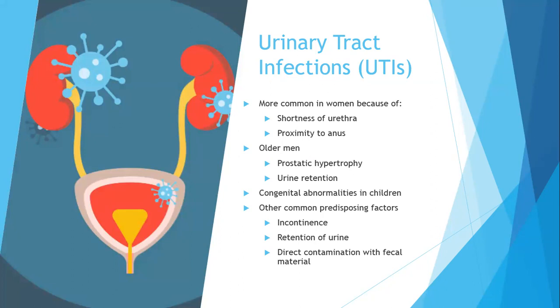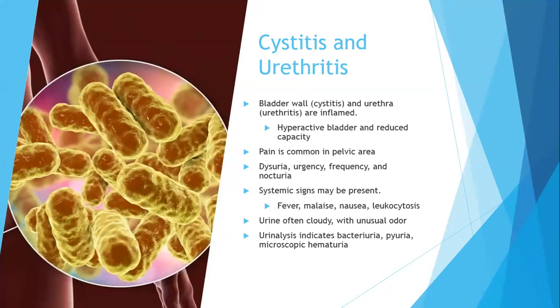They're more common in women because we have a shorter urethra and the proximity to the anus. Older men are at risk because of prostatic hypertrophy and urine retention. Congenital abnormalities in children can increase urinary tract infection risk. Other common predisposing factors include incontinence, urine retention, and direct contamination with fecal material. They are more common in the elderly, and they can have more widespread and dangerous effects.